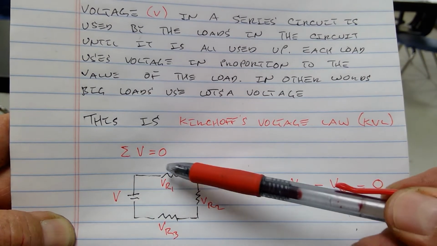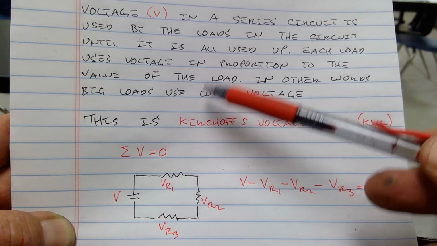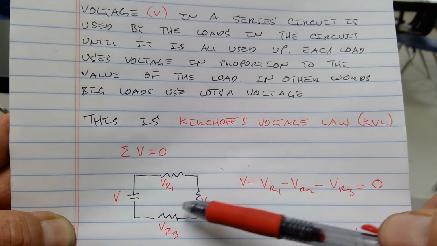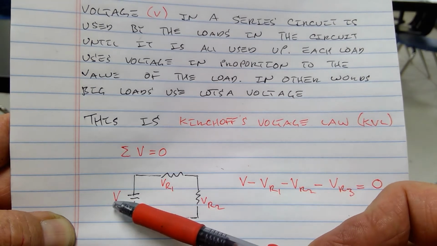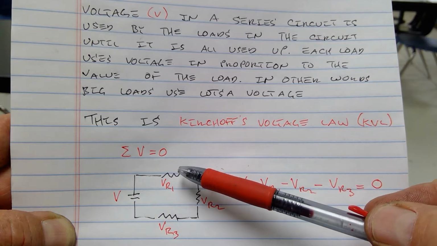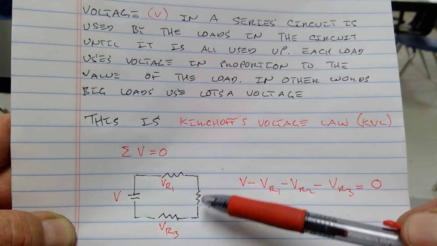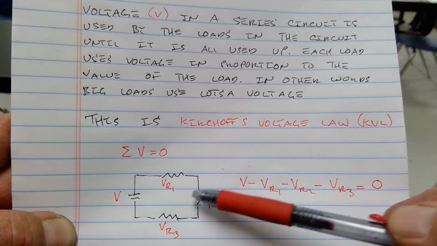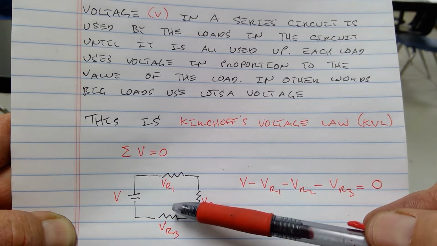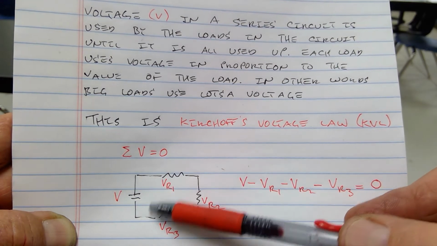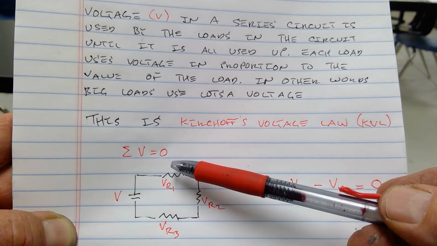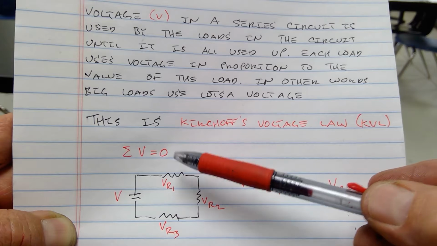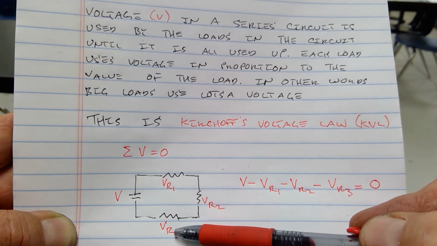Now, each one of these loads uses voltage in proportion to the value of the load. So if these were all the same, and let's say this was 12 volts, and I used 4 volts here, 4 volts here, and 4 volts here, that would mean that each one of these loads had the same value, the same resistance. But if this one was bigger, say this is 12 volts here, and this is using 6 volts, that means that this resistor has to be bigger than this one or this one.